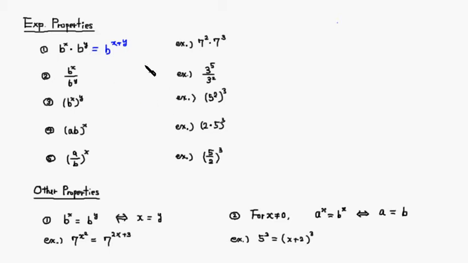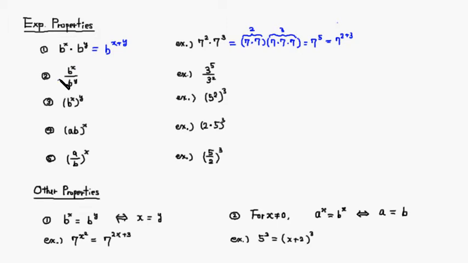If you're not convinced, let's look at a small example. Let's look at 7 squared times 7 cubed. 7 squared is the same thing as 7 times 7. 7 cubed is the same as 7 times 7 times 7. How many 7s do we have? 1, 2, 3, 4, 5, so it's going to be 7 to the 5th power. But where did that 5 come from? You have 2 7s from here, and you have 3 7s from there. Add them up, you get 5. So this is really 7 to the 2 plus 3. That's why you will get b to the x plus y.